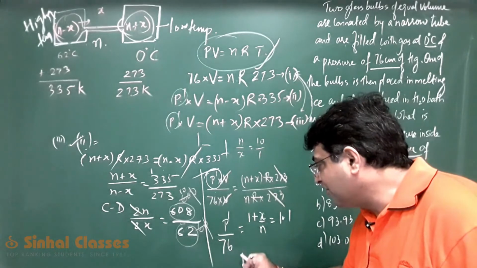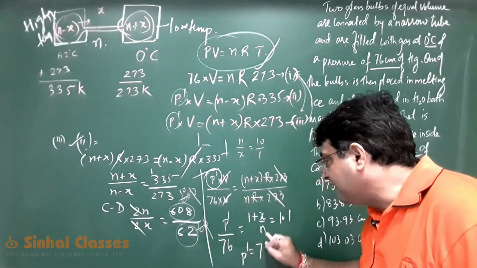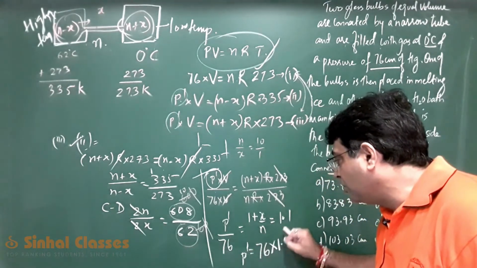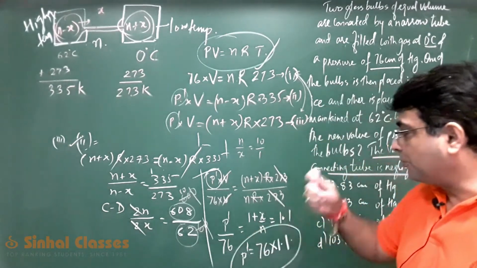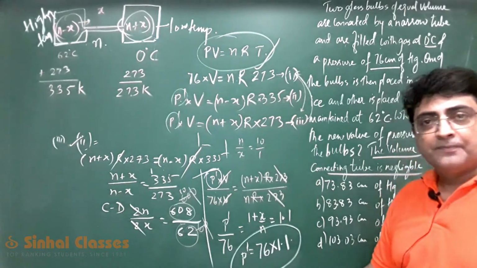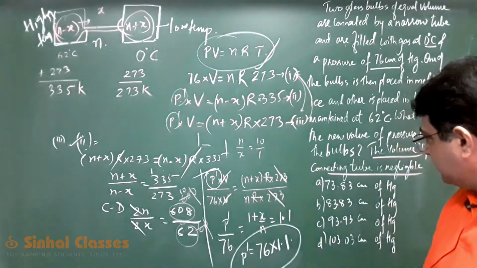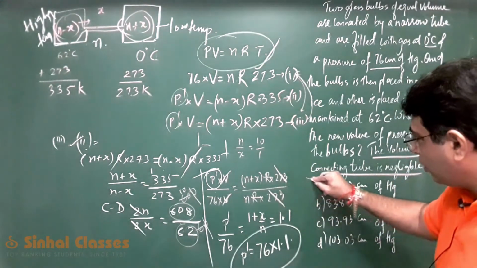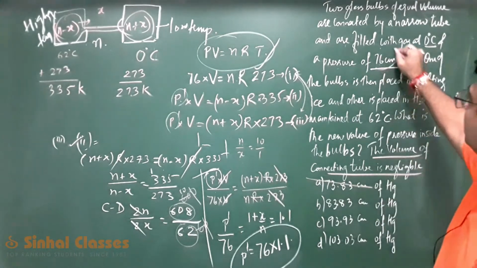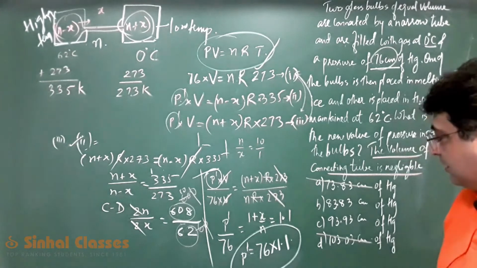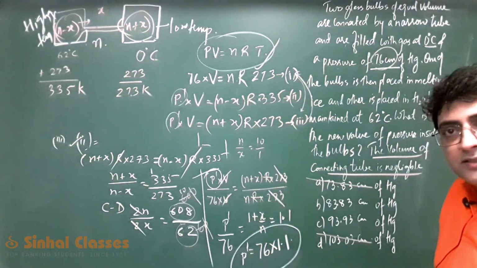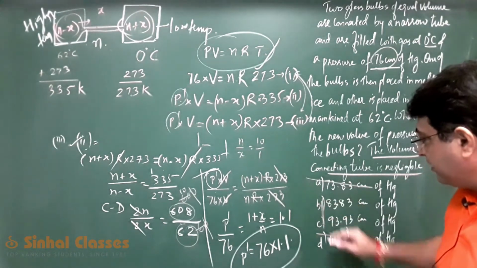So what will be the value of p dash? 76 into 1.1. Now students can tell me which option matches up with this. So students are saying, yes sir, you said A was already ruled out because the original question was 76, so this cannot be possible. 103 cannot go beyond 76, and it cannot go beyond 100. In that case, I consider my answer to be between 83 and 93.